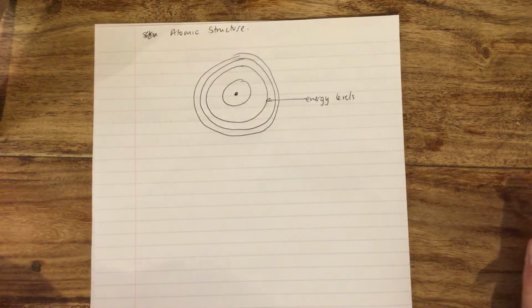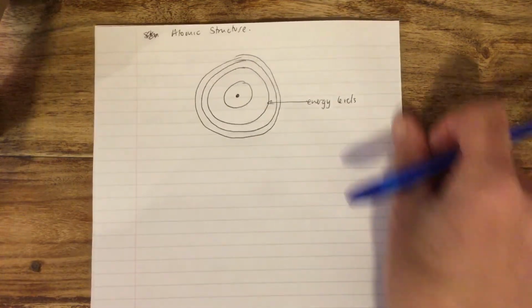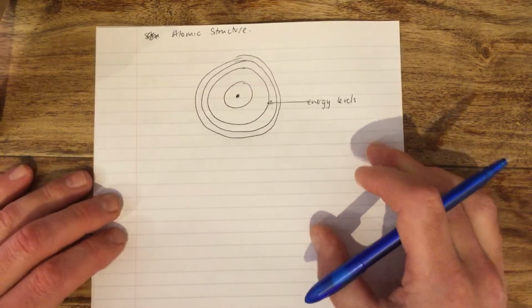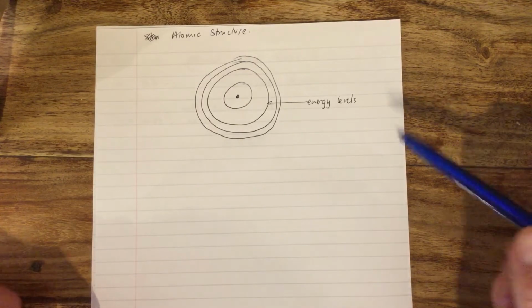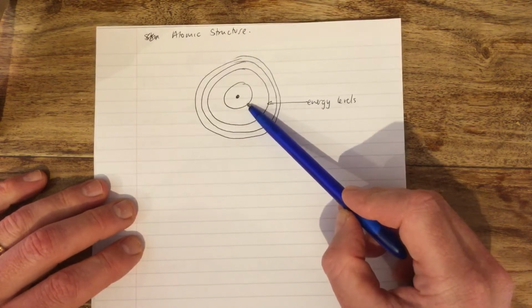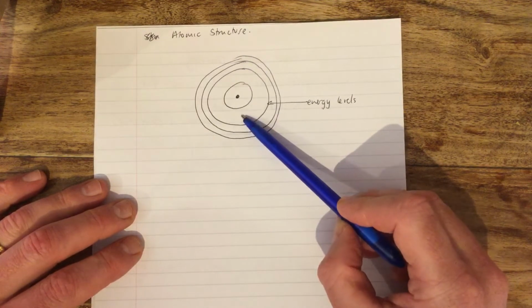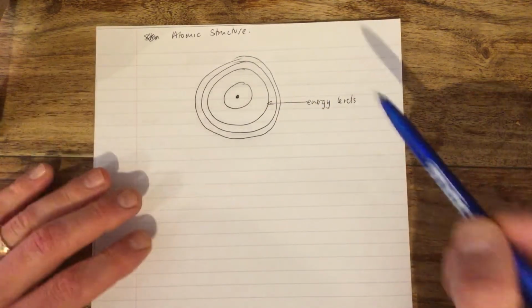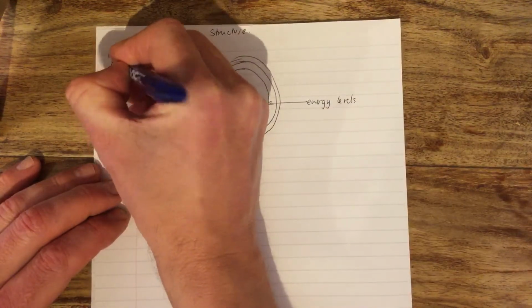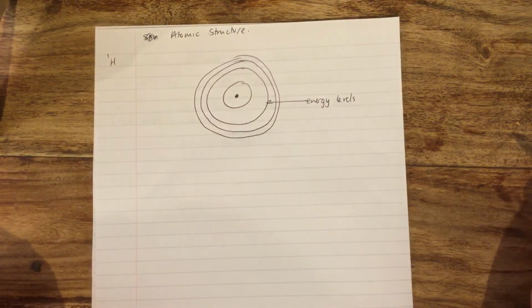Okay, now the first section was on the electromagnetic spectrum and c equals f lambda, and we need to relate that to, or how do we relate that to atomic structure. Now here we have what we think of as a very simple picture of an atom. For example, a hydrogen atom.